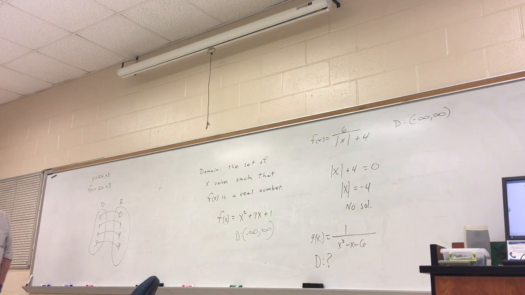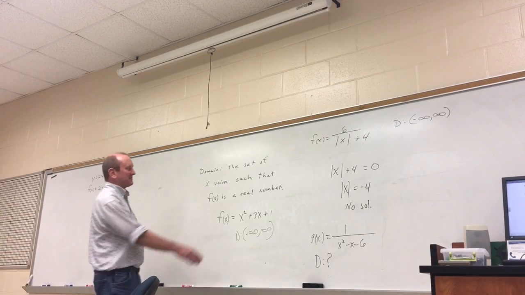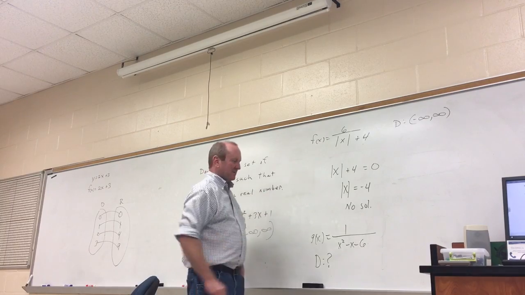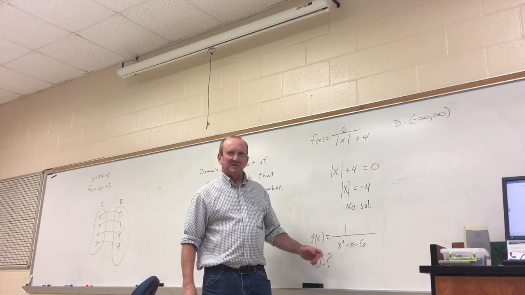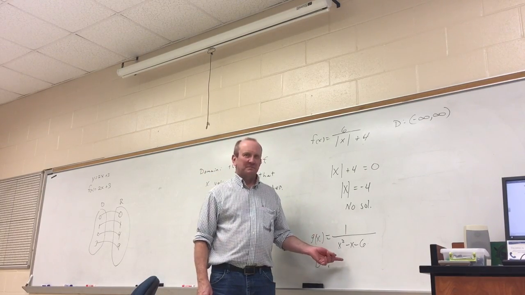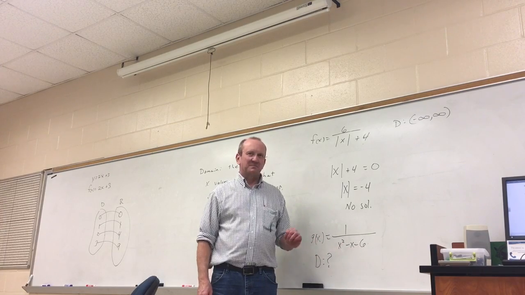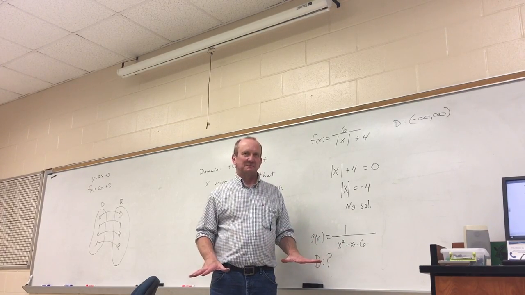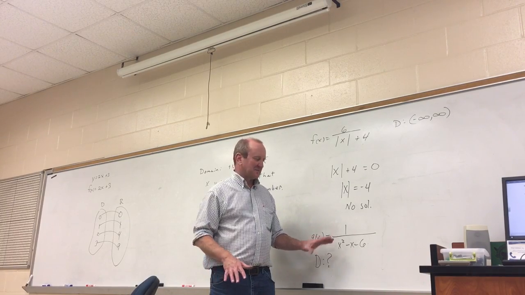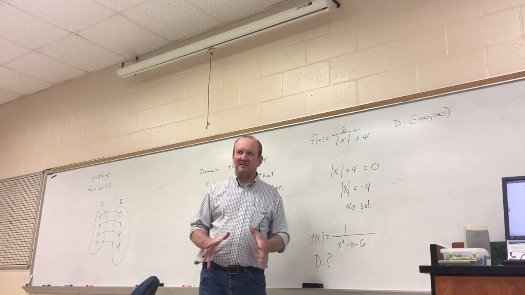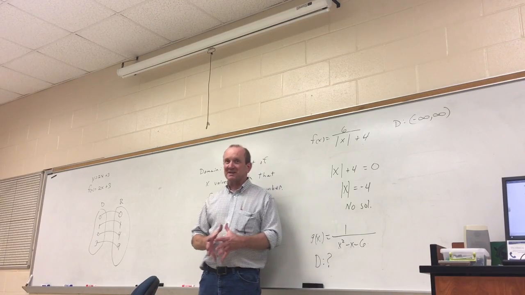Okay, so remember what the domain is: the set of all the x values such that f of x is a real number. What's going to keep this from being a real number? Just tell me what would happen. It can equal 0, that's fine. What's the thing that can't be allowed? Division by 0. We can't divide by 0.